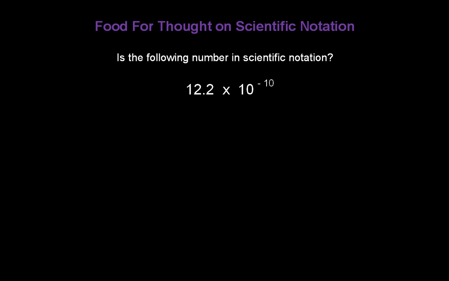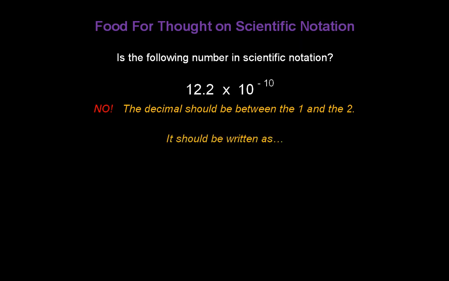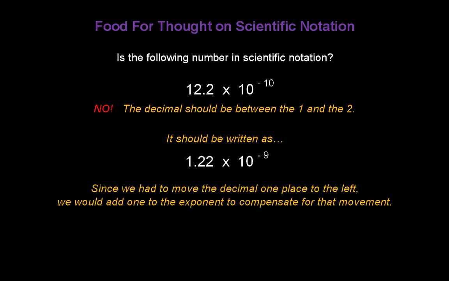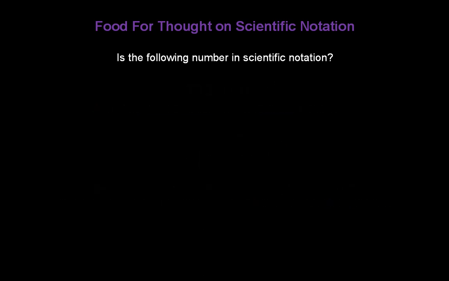How about this number? Is it in scientific notation? 12.2 times 10 to the negative 10th. No, it is not. The decimal should be between the 1 and the 2. It should be written as 1.22 times 10 to the negative 9th. Since we had to move the decimal 1 place to the left, we would add 1 to the exponent to compensate for that movement.